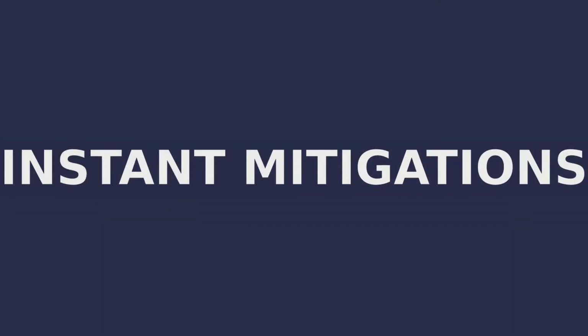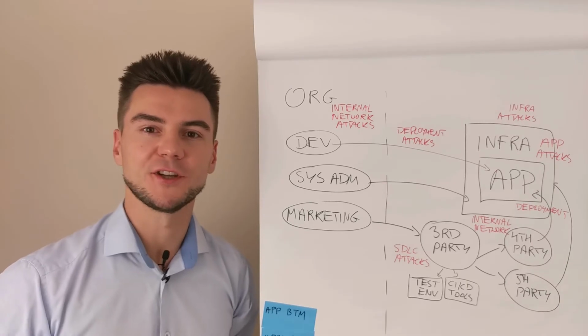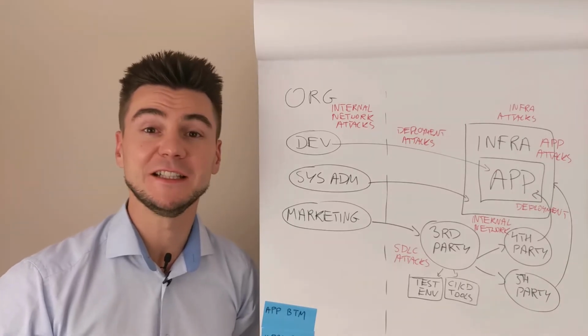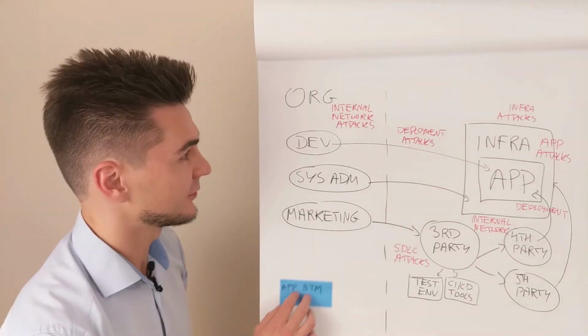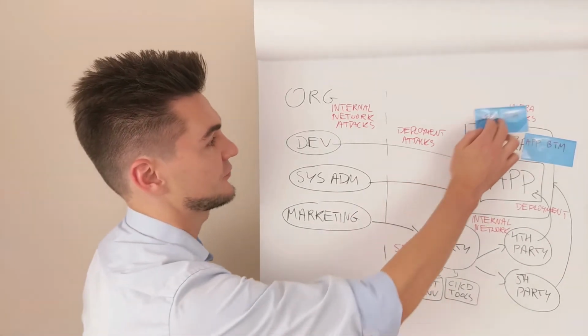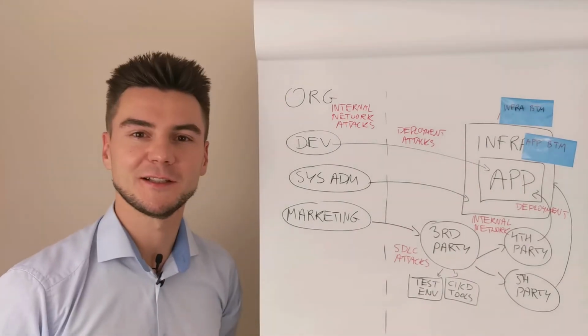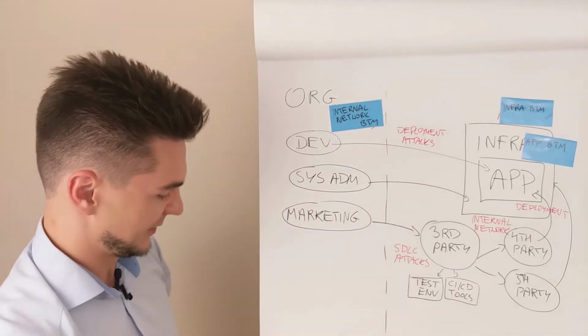Instant mitigations. Although setting up all security countermeasures will not be instant, let's give it a try. Base threat models for apps and infrastructure. The same for internal network and deployment process.